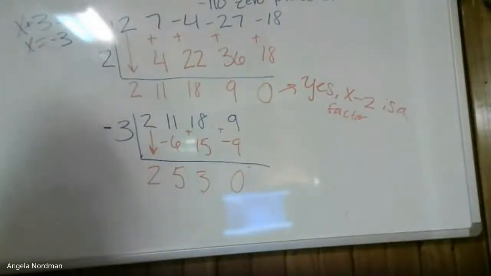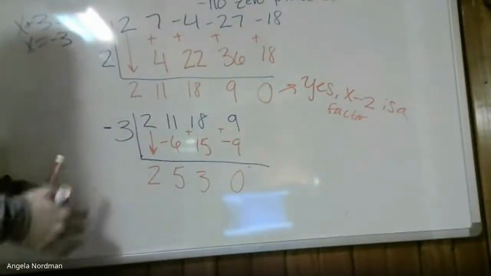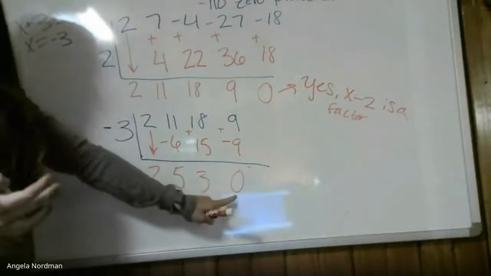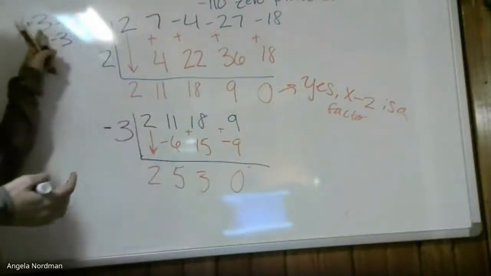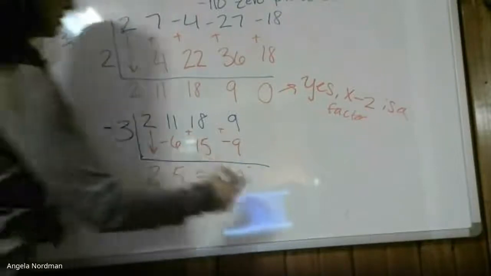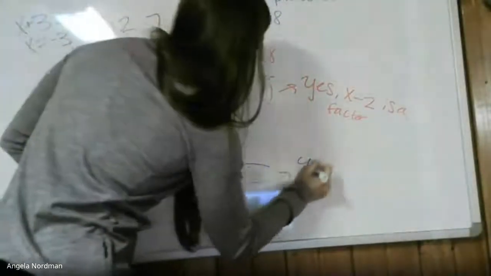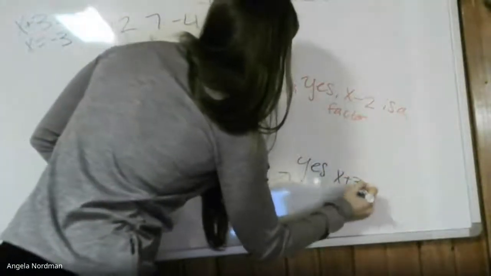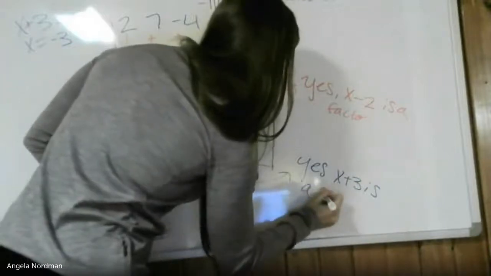Again, what this stated was that we wanted to know with that factoring theorem, if my remainder is 0, then what I started with, that x plus 3, is a factor. Remainder is 0, so yes, x plus 3 is a factor.